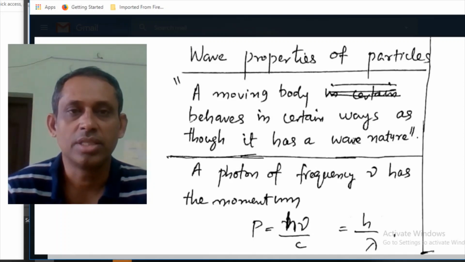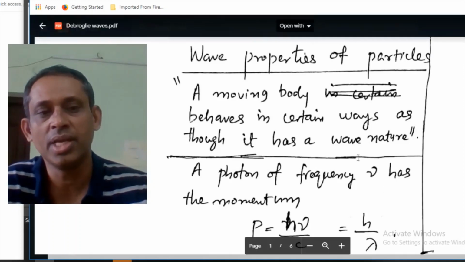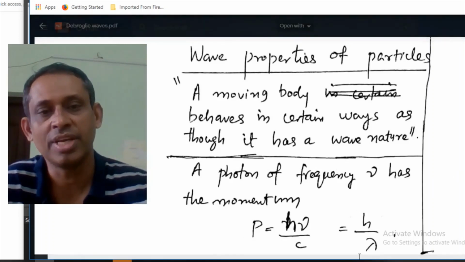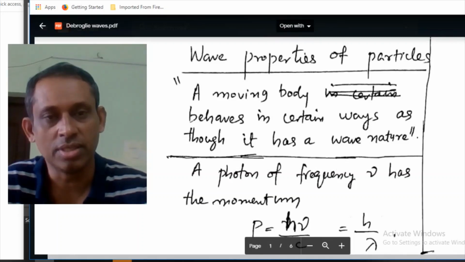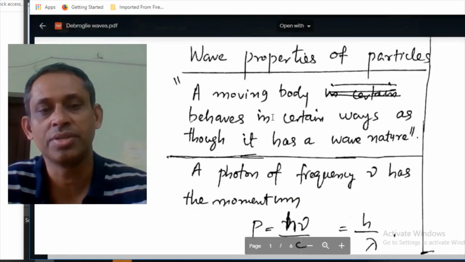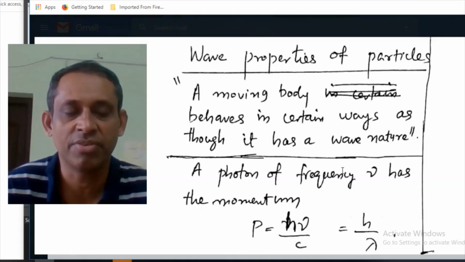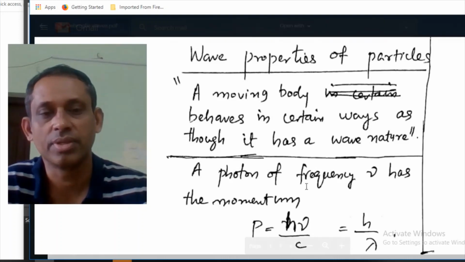The main theme of this section is a moving body behaves in certain ways as though it has a wave nature. So this is what we discuss in this section. The theme is a moving body behaves in certain ways as though it has a wave nature.